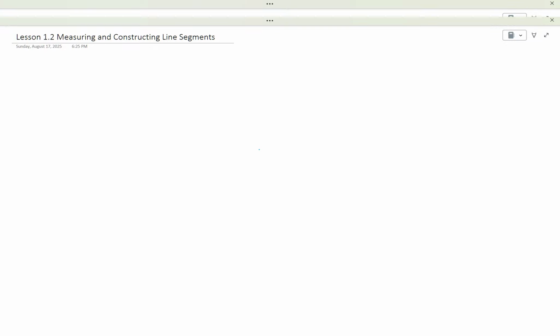So we have lesson 1.2, which is measuring and constructing line segments. So I'm going to jump right into the lesson. Some of the school materials that you should have acquired by this time: you should have a compass and you should have, of course, a calculator.